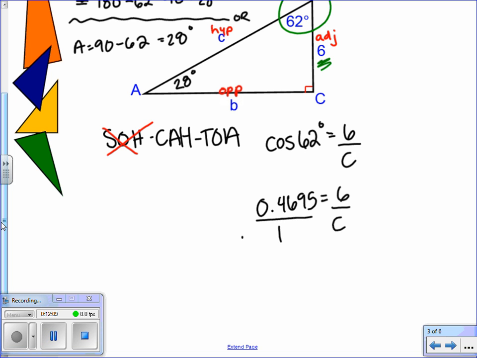Does that help anybody? What might you do next? Okay, you could cross multiply here. So some teachers will teach people to cross multiply, which works great. I like cross multiply actually for this. Okay, but that works just great. So if we cross multiply, we'll get 0.4695C equals 6.